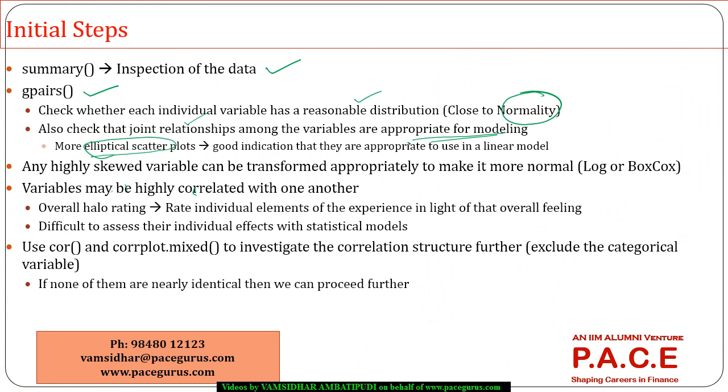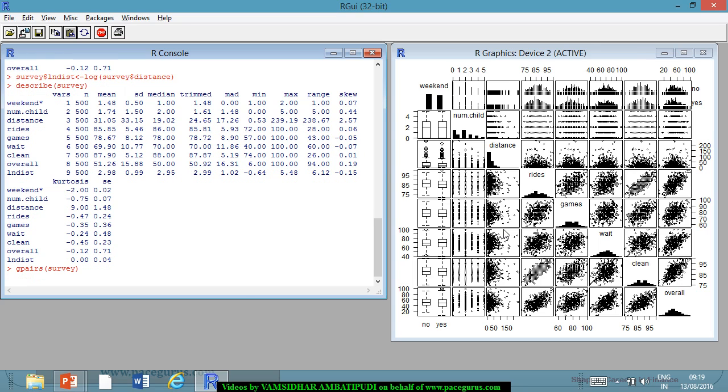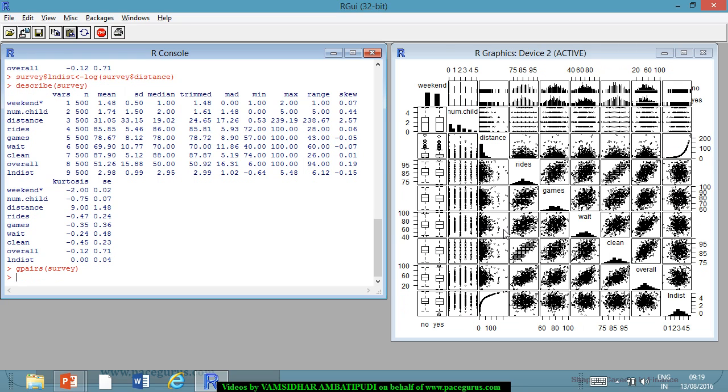It means a linear model can quite comfortably be used to model them. But if you see here with respect to distance, it is not looking elliptical. So there is a problem with the distance. Let me try if the same case holds for log distance as well. Now if I see with respect to log distance, it's fine.